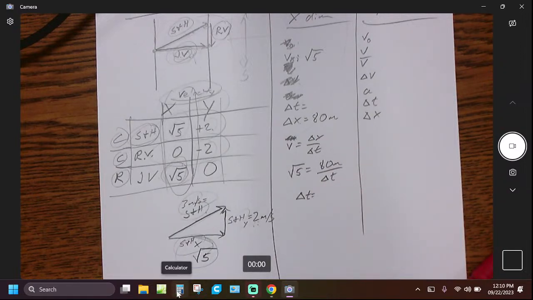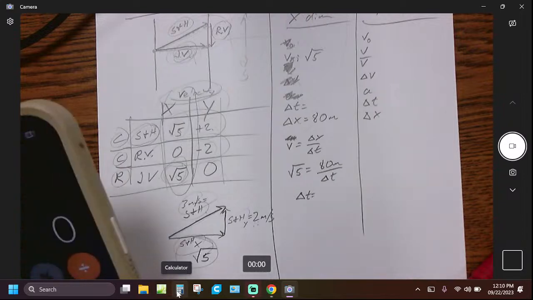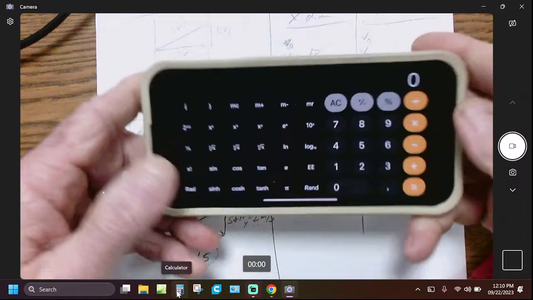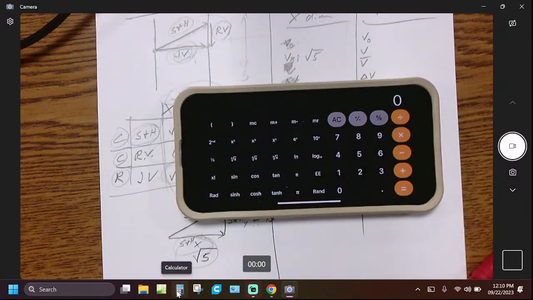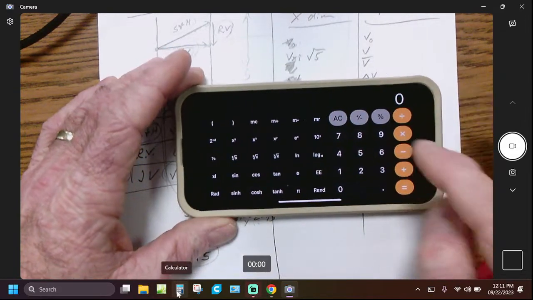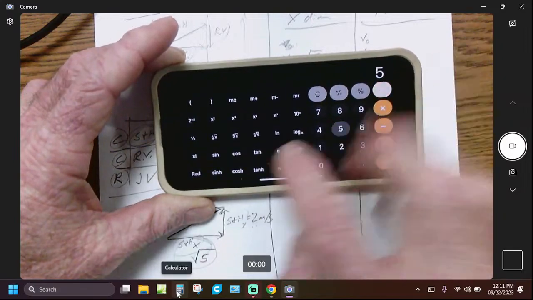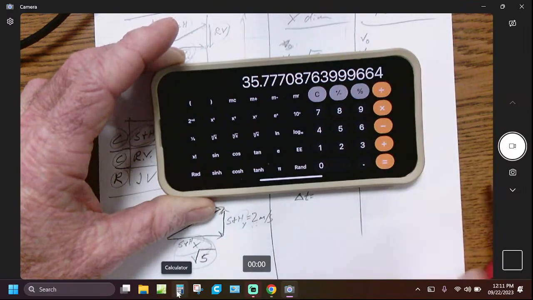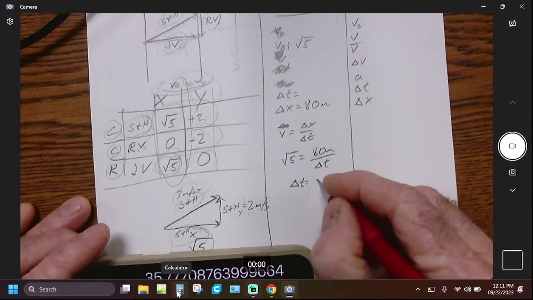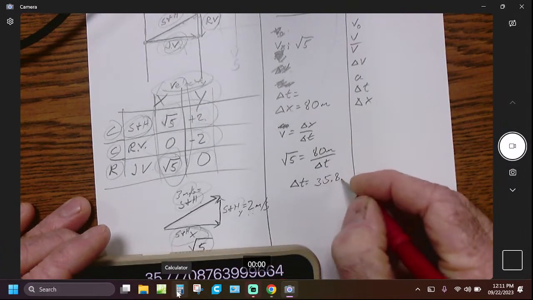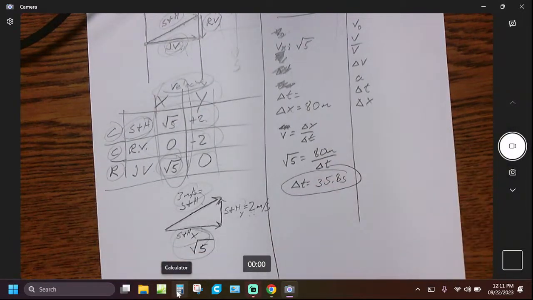What is it? I'm going to use my forbidden calculator. So 80 divided by square root of 5, 35.7, 35.8.